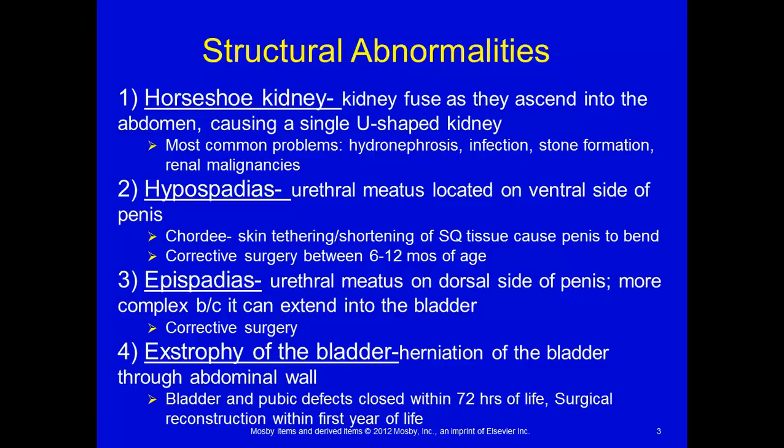Then the other one, epispadias, is where the urethral meatus is on the dorsal side of the penis, and what I mean by that is the top. It's certainly more complex and more difficult in terms of treatment because oftentimes the urethral opening is so far up on the top side of the penis that it's right where the abdominal wall joins the penis. And so the hole can actually extend right into the abdominal wall, into the bladder. So this is a more complex structural abnormality than hypospadias.